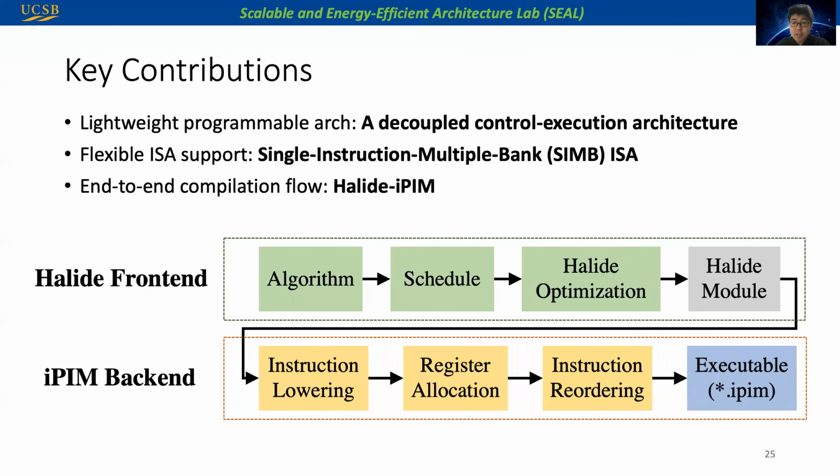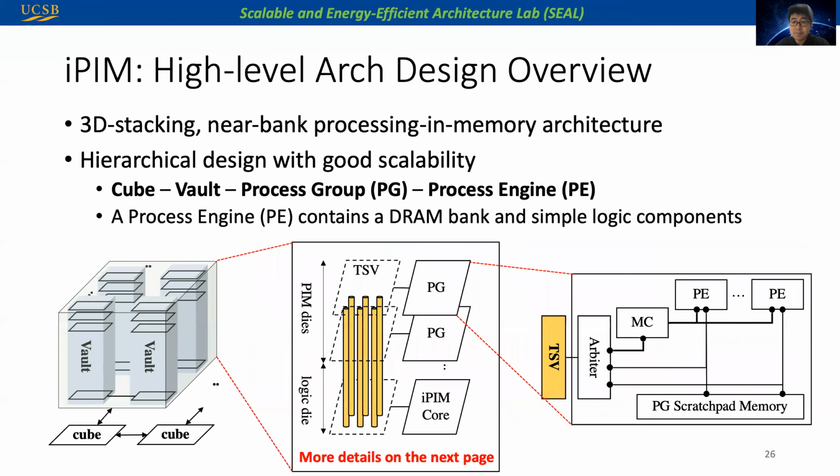The SIMB ISA supports SIMD computation, flexible data movements, control flow instructions, and synchronization primitives. Last but not least, we propose an end-to-end computation flow called Halide iPIM. The front end is extended from Halide to support new schedules for iPIM. The back end contains 3 customized compiler optimizations for iPIM. In the next few slides, I will introduce iPIM's architecture innovations.